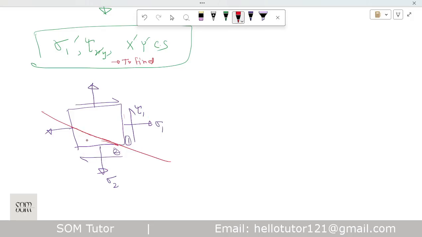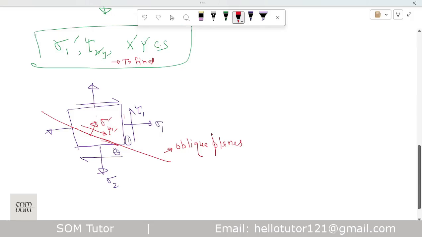But the question is, if we know the stresses in these planes, how do we find the stress on this plane? This plane is neither horizontal nor vertical, rather it is in between, and we call it an oblique plane. So what is the normal stress on this oblique plane? Let me call this sigma dash. And what is the shear stress on this oblique plane? Let me call it tau prime. So we have to find these two.